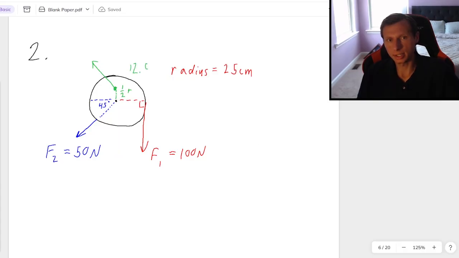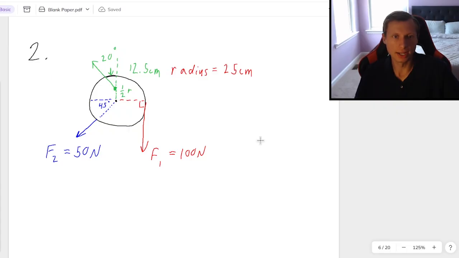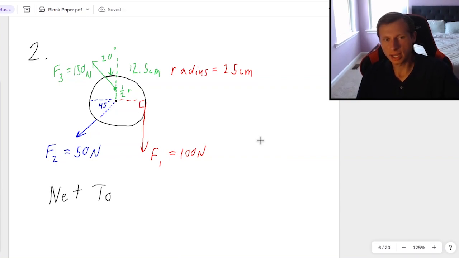I'll write that down right here. And that angle is going to be, let's say, 20 degrees. Oh, and F3 will be 150 newtons. So how are we going to find the net torque for this? And the question I want you to solve, find the net torque acting on the wheel from these 3 forces. I could also ask which of these forces produces the greatest torque, which would be an interesting question. F1, F2, or F3. Maybe you can think of that right now, but I just want to solve my net torque question. So let's get started with F1.